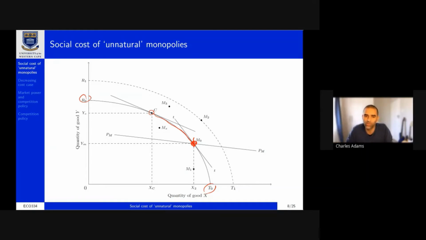Still Pareto optimal in terms of production. However, it is now allocatively inefficient, right?